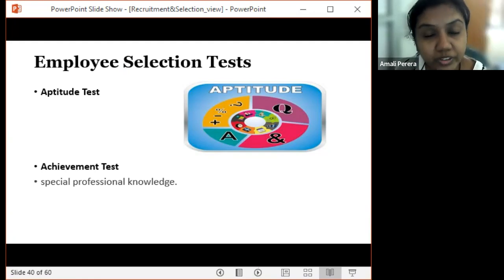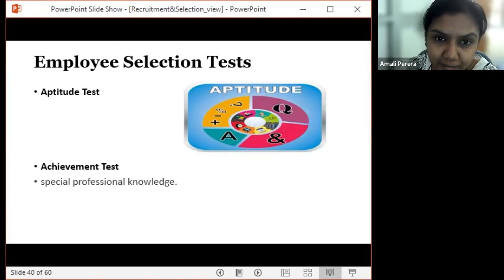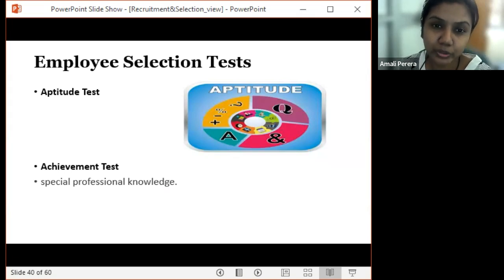Right. So first, we have the aptitude test. Even though aptitude sounds like a big word, all of you are familiar with the IQ test, where there is some mathematics, some general knowledge, some terms and so on. It is a paper to check the ability and the kind of general knowledge you have. That is what we call the aptitude test.